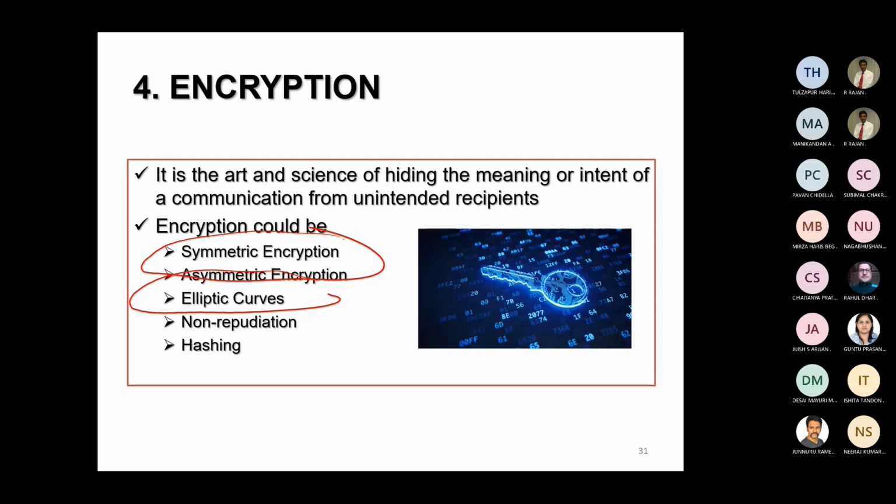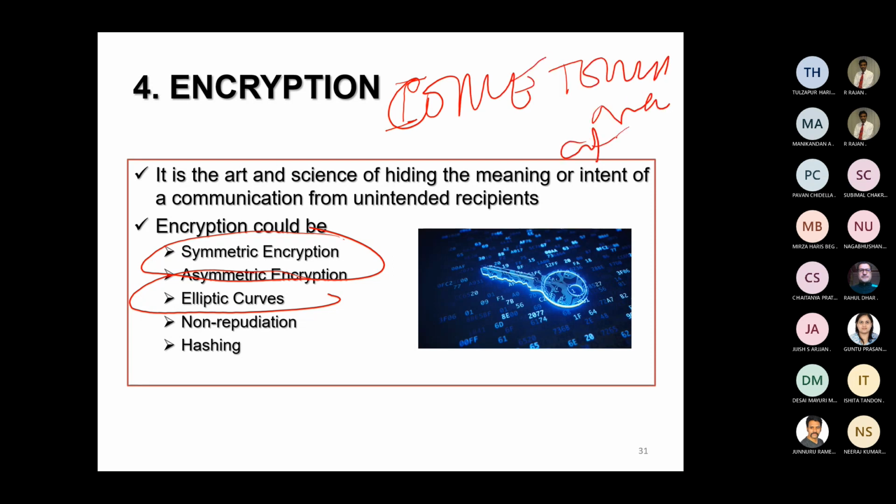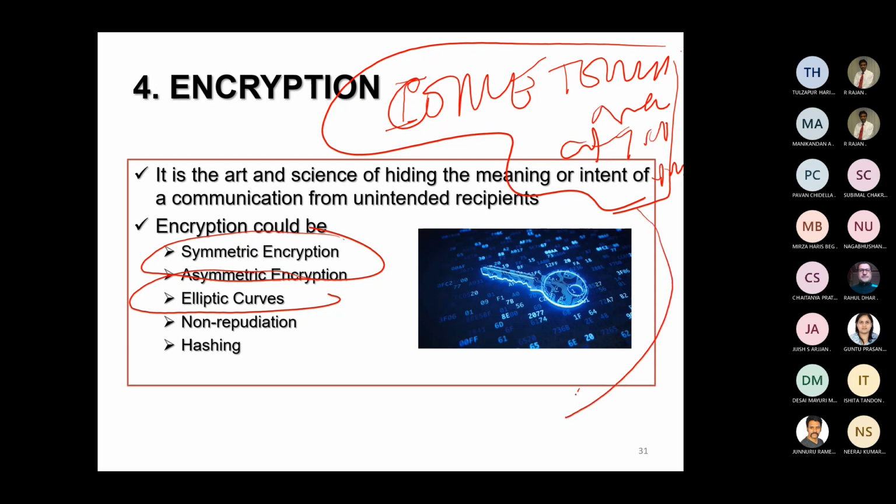Now, symmetric encryption. First I'll tell you what encryption is. Say you want to send a message: come tomorrow at 9 a.m. Your customer is sending a message to you to come and meet me at 9 o'clock tomorrow. This is plain text, right? What is encryption? This plain text is converted into unreadable text, which is called ciphertext.